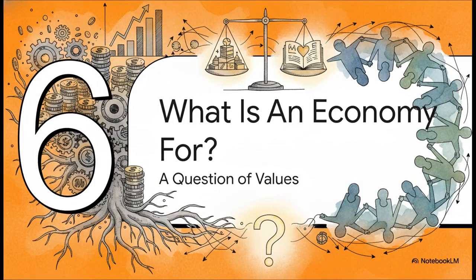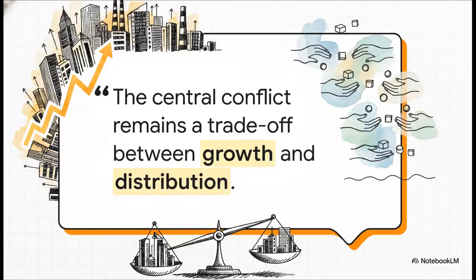Part 6. What is an economy for? A question of values. All of this data brings us to a really important climax. We need to step back from the raw numbers for a second and look at the underlying philosophical debate. Because beneath all the math, this is fundamentally a debate about values. The central conflict remains a trade-off between growth and distribution. Is it better to have a faster-growing economy where wealth concentrates at the top, or a more moderate growth rate where the gains are more evenly distributed?